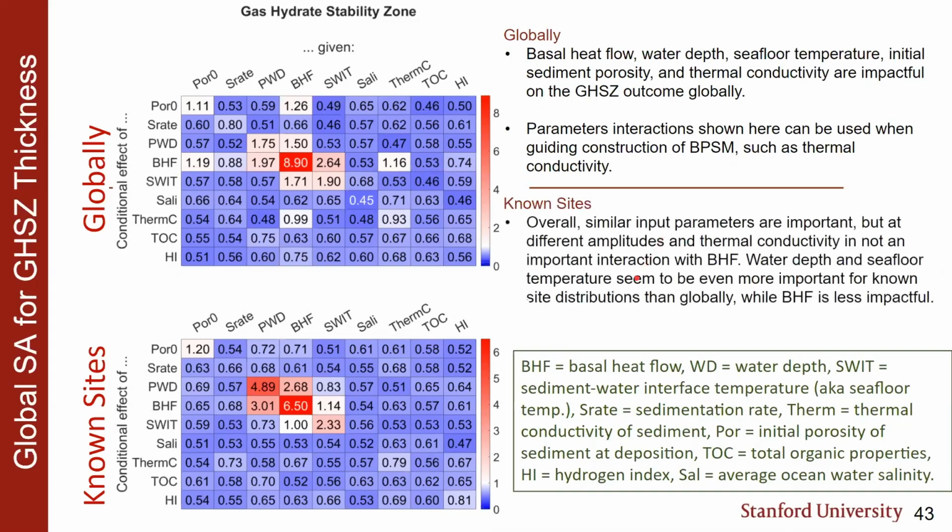For the known sites, overall there's similar input parameters which are important, but at different amplitudes. You can see some variation here compared to this heat map. And thermal conductivity is not an important interaction. Water depth and seafloor temperature seem to be even more important for these sites, whereas basal heat flow is less impactful. And this is somewhat intuitive because at these greater water depths, the base of the stability zone is closer to the seafloor, which has more of an effect than the basal heat flow.